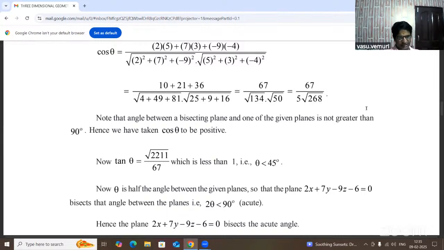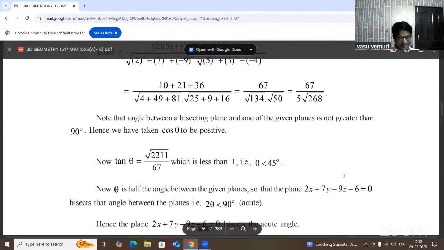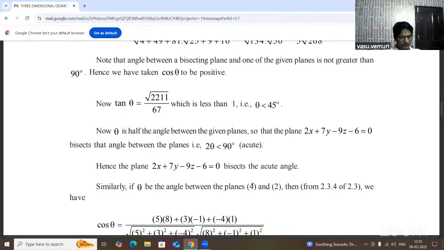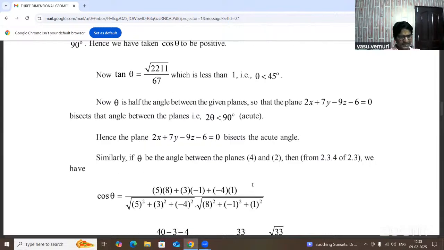Then automatically 2x plus 7y minus 9z minus 6 equal to 0 bisects the angle between the planes. So 2 theta is less than, multiplying on both sides, 2 into 45, which is 90 degrees. That is less than 90 degrees, which means an acute angle. So the first bisecting plane bisects the acute angle.